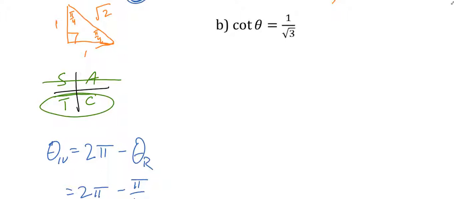Opposite over adjacent. Which also means cotangent, because it's adjacent over opposite. So which one is adjacent to the opposite? Okay, so if you do this tan, then you just have to remember tan is opposite over adjacent.